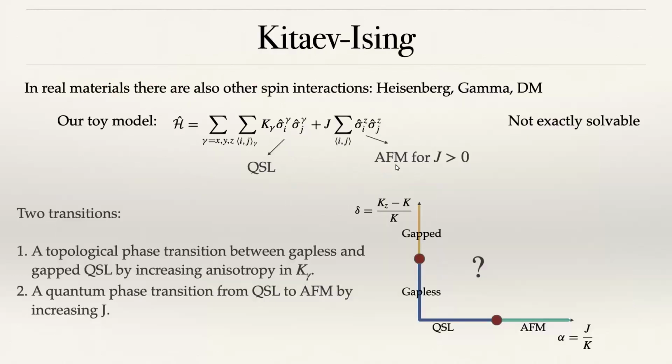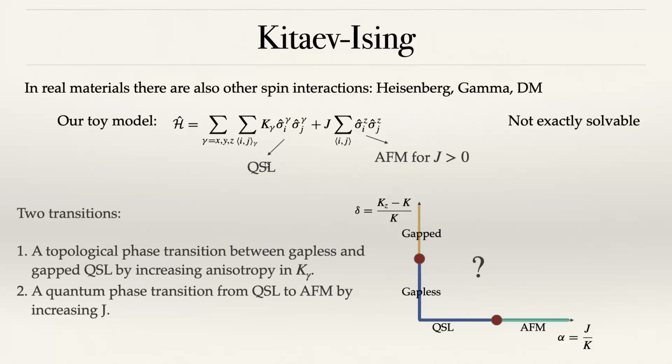Okay, so let's go to our work. In any real systems, there will always be something more rather than just a pure Kitaev. So you have some residual magnetic interactions like Heisenberg, gamma, or DM interactions. So what happens if we have this kind of perturbations, and how will it affect the phase diagram?